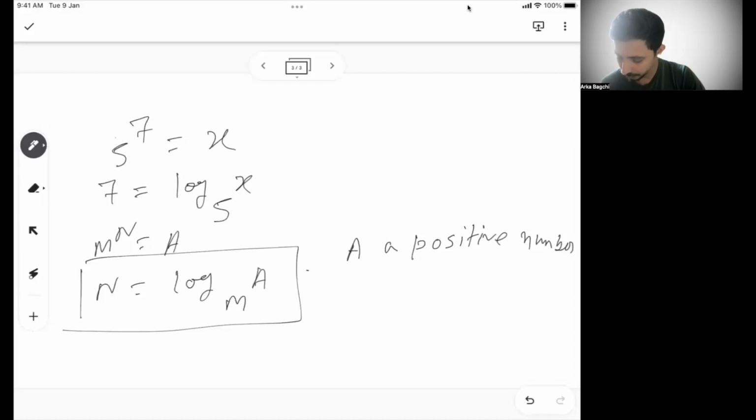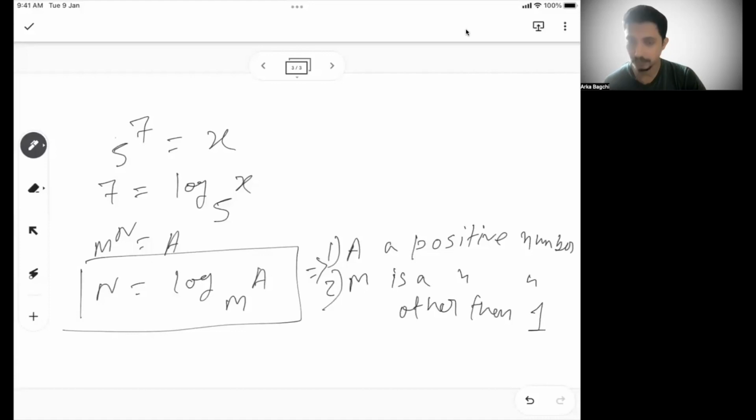So there are two conditions. Condition number one: a has to be a positive number. And the second condition talks about m: m is a positive number other than 1. So these are the two conditions that any logarithm will satisfy. The number whose log is taken has to be a positive number, and the base has to be a positive number other than 1. So that's what you need to identify.